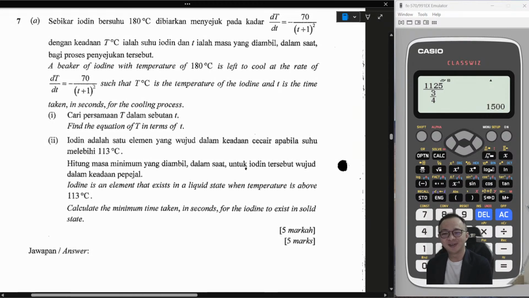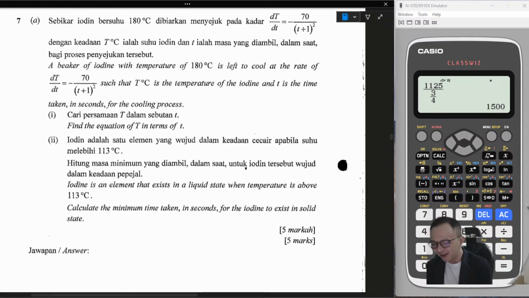Okay, let's continue. A beaker of iodine with temperature of 180 Celsius is left to cool at the rate of dT/dt, I believe the capital T is for temperature. Okay, you form an equation basically. T is the temperature of iodine and small t is the time taken in seconds for the cooling process.